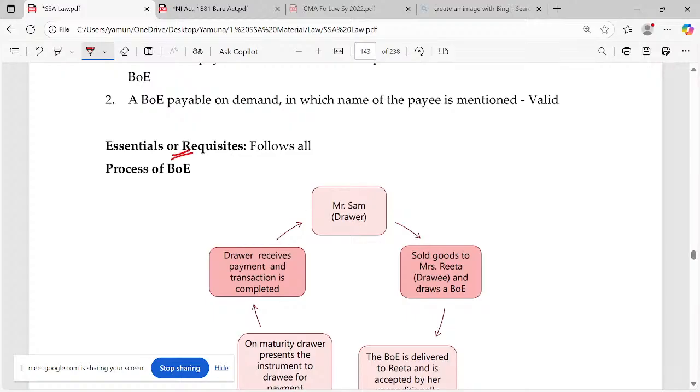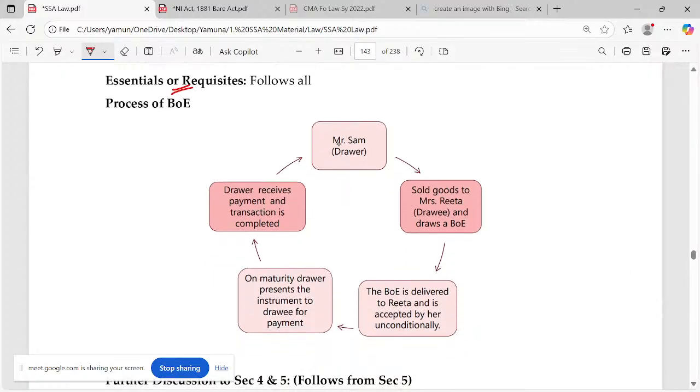Essentials or requisites. Here, Mr. Sam is a drawer. He sold goods to Mrs. Rita, the drawee. Okay, he sold the goods to the drawee and draws a bill of exchange.